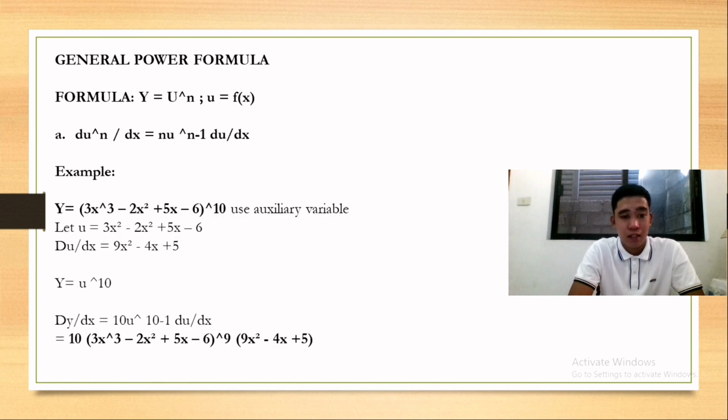General power formula. Formula for general power formula: y equals u raised to n and u equals f(x), then d(u raised to n) over dx equals n u raised to n minus 1 du over dx. Example, y equals 3x cubed minus 2x squared plus 5x minus 6 raised to 10. Use auxiliary variable, then let u equals 3x cubed minus 2x squared plus 5x minus 6. So the answer will be du over dx equals 9x squared minus 4x plus 5.